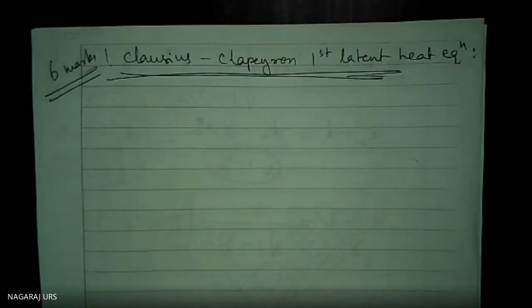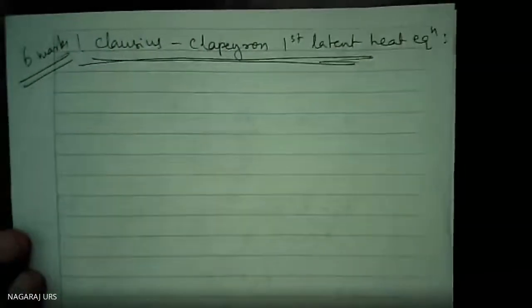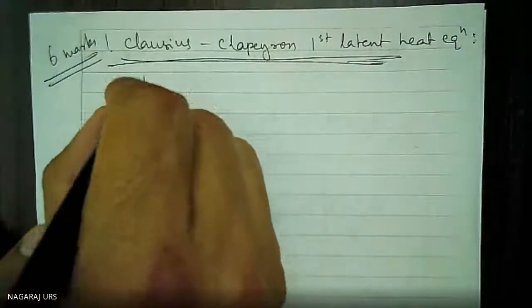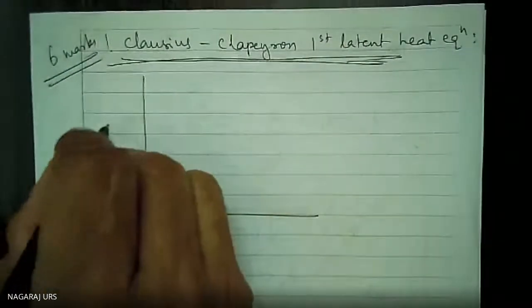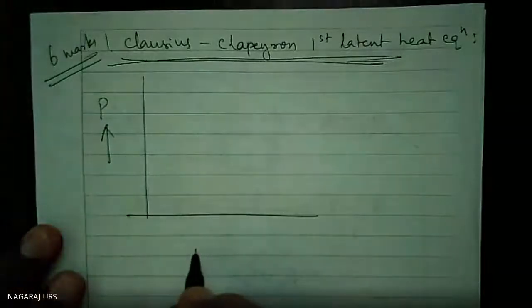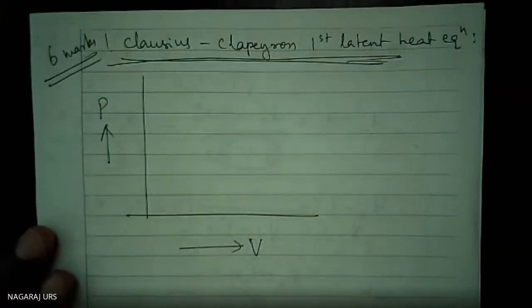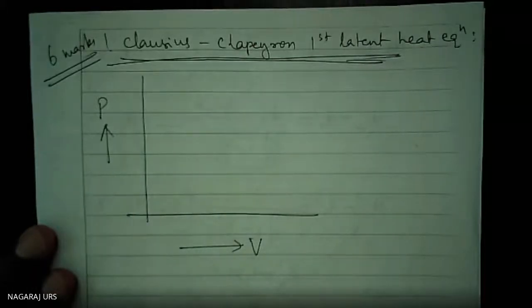Last class, we already understood a little bit. So I am going to consider a PV diagram here, the indicator diagram. This is the pressure, and here we are going to plot the volume. We are plotting the pressure versus volume of a given mass of gas.